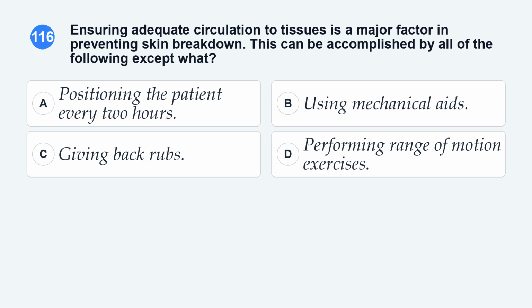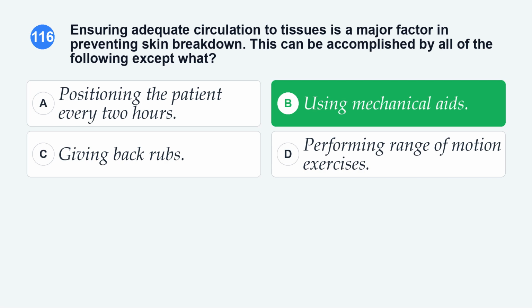Question 116. Ensuring adequate circulation to tissues is a major factor in preventing skin breakdown. This can be accomplished by all of the following except what? Option A. Positioning the patient every 2 hours. Option B. Using mechanical aids. Option C. Giving back rubs. Option D. Performing range of motion exercises.